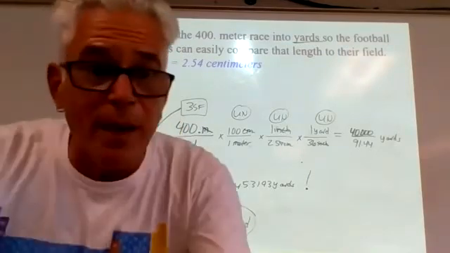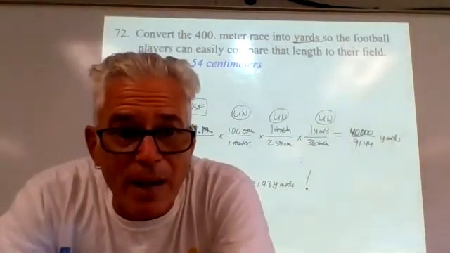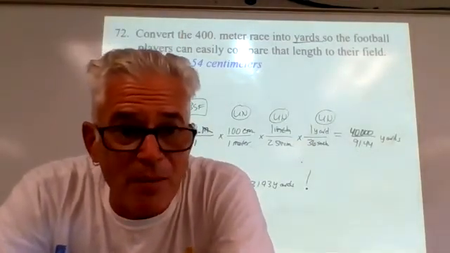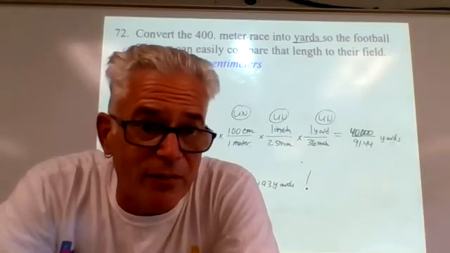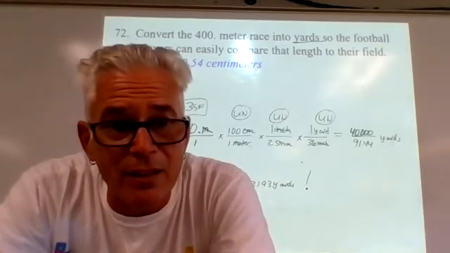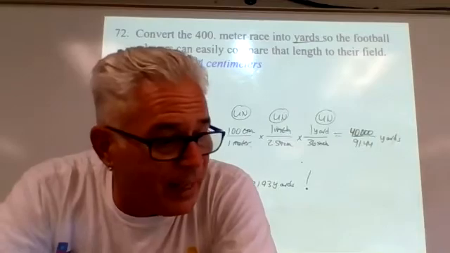437 yards is as close a measure as we can get. If we wanted a better measure, we had to have a better measure to start. We only had 3 significant figures in our original 400 meters, so we only get 3 significant figures in the answer.